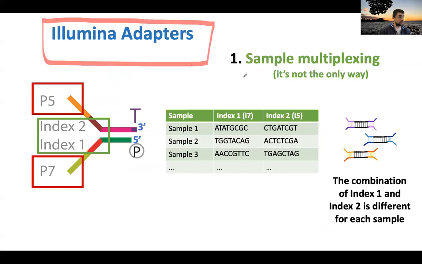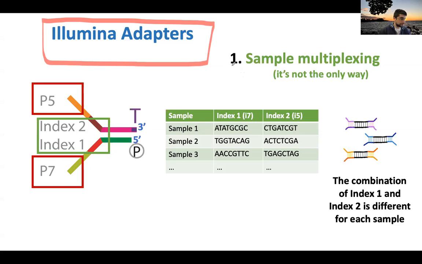Why are they important? They carry a lot of information. These are basically two DNA oligos, and they have a lot of information. So let's take a look at the information that is encoded in Illumina adapters.